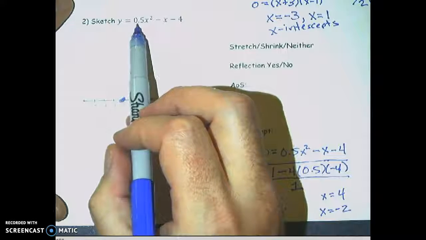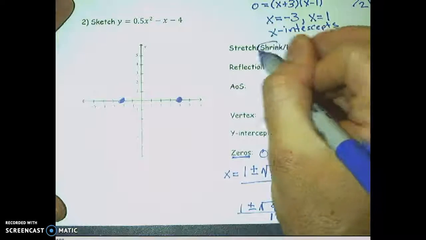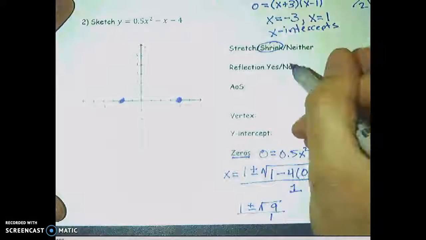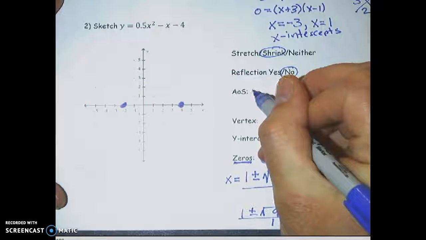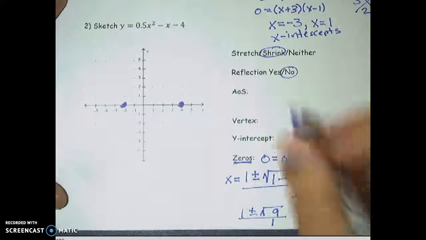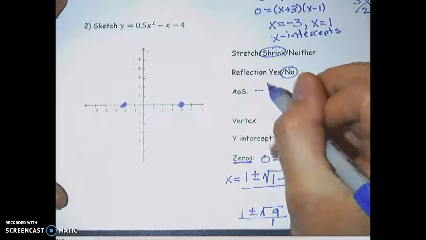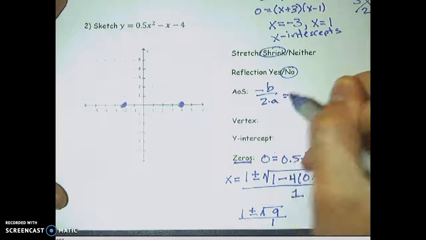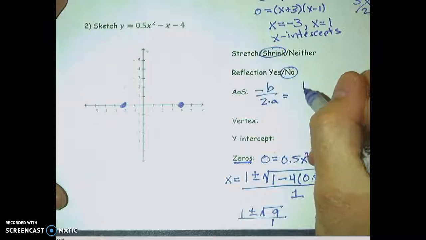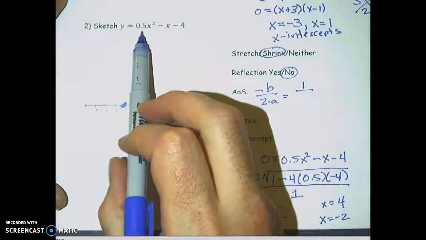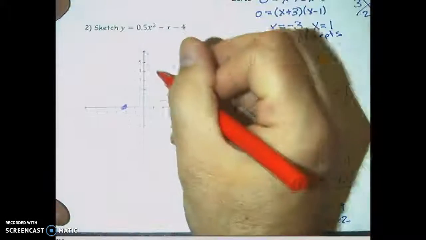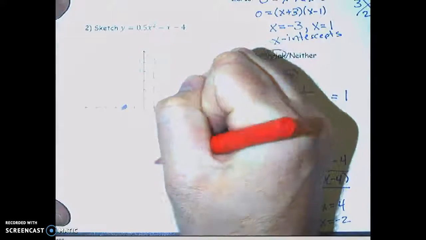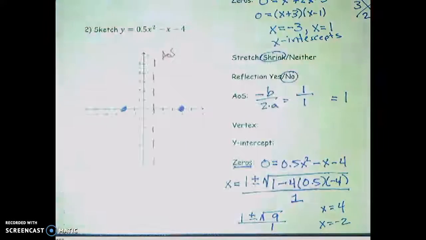Stretch, shrink, neither. So this is a 0.5. That's smaller than 1, so that's a shrink. It's positive, so we expect it to face up, so it's not a reflection. Our axis of symmetry, if you just want to write 1 and you're pretty confident, you could, but if you want to double check it, it's opposite of B divided by 2 times A. Opposite of B would be positive 1. 2 times 0.5 is also 1, and 1 divided by 1 is 1. So we were right with that. Our axis of symmetry is at 1.